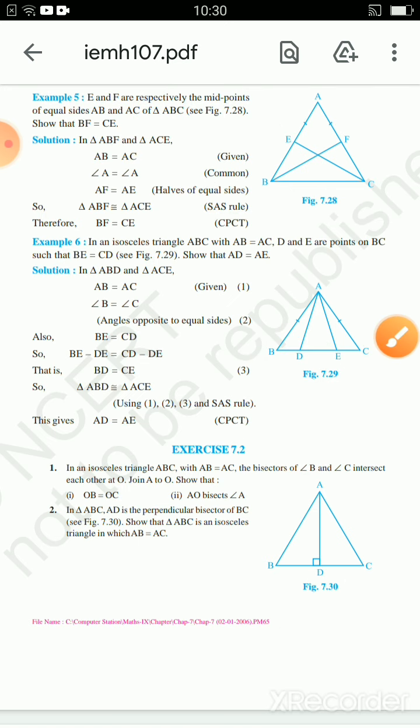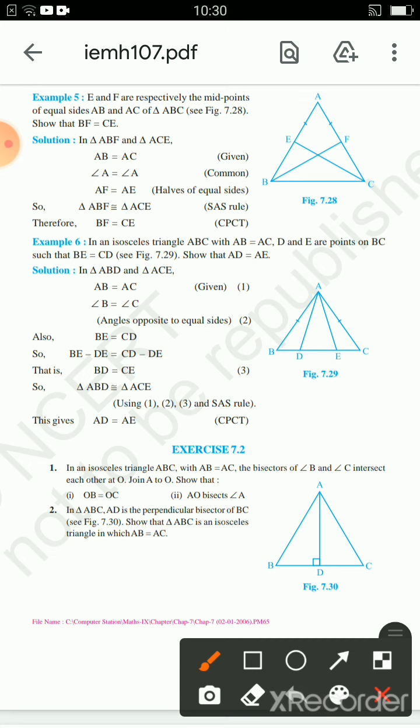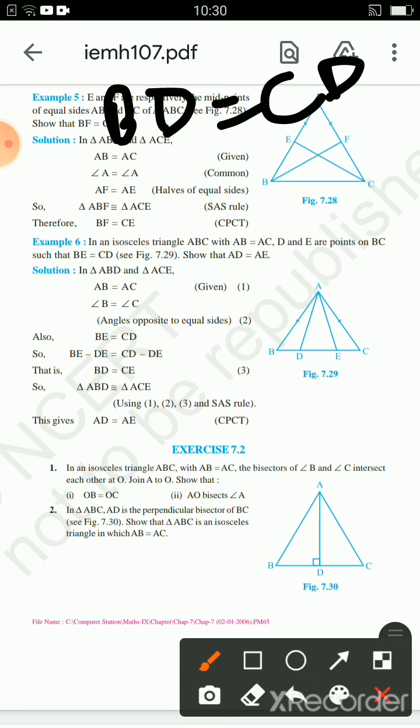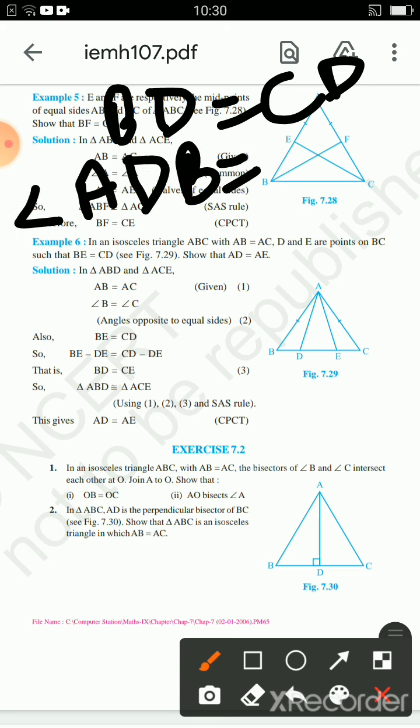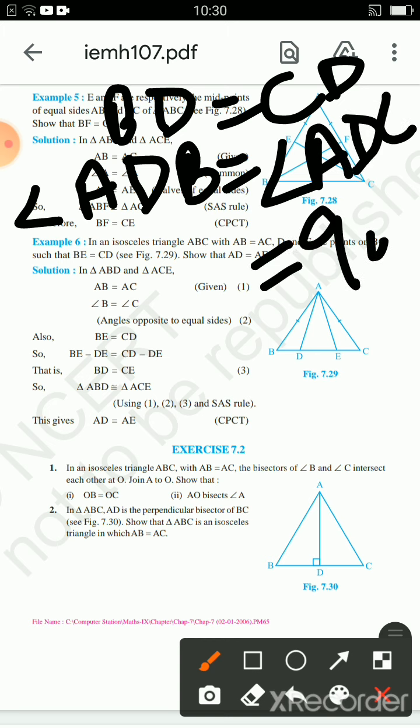Let's move to the second question. In triangle ABC, AD is the perpendicular bisector of BC. Show that triangle ABC is an isosceles triangle in which AB is equal to AC. So you are given the triangle ABC, and AD is the perpendicular bisector of BC. As you read the words perpendicular bisector, the first point you know is that it is the bisector of BC. So BD is equal to CD and angle ADB is equal to angle ADC. Both of them are equal to 90 degrees.